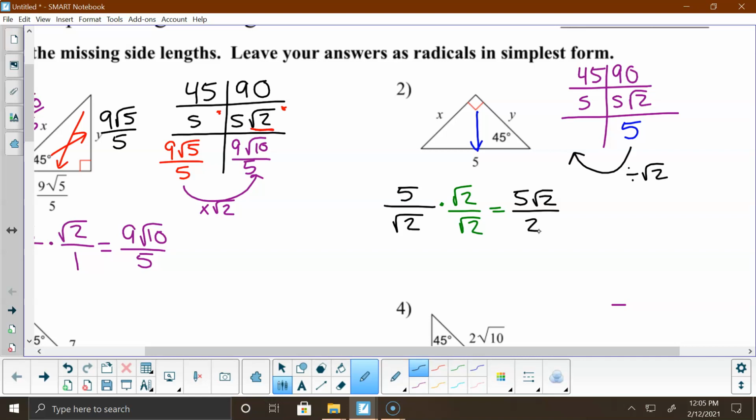And eventually you get to the point where you're like, I don't need to show those steps anymore because I've done this so much, I know. So that means 5 root 2 over 2 is both of these.